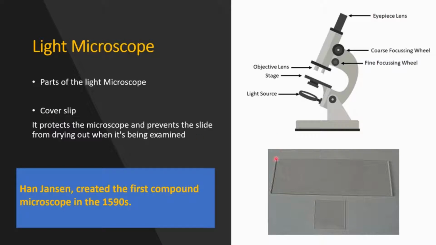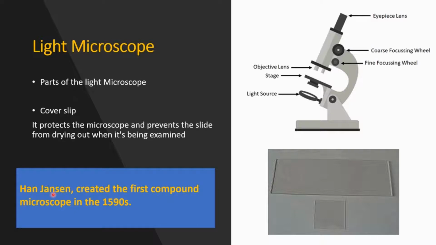As you can see, we have the slide here, which is where you place your specimen, and you also have the cover slip, which you put on top of the specimen. The cover slip is used to protect the microscope and prevent the slide from drying out when it's being examined. For example, if you use an onion cell, which you might use in a practical, you place it on the slide and put the cover slip on top of it to prevent damage to the objective lens, and also make sure it doesn't dry out so it doesn't damage the actual specimen.